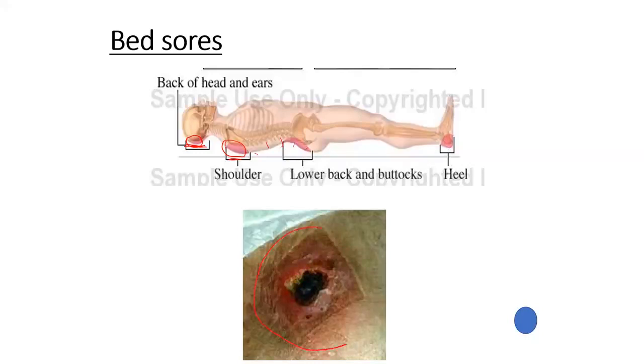Look at this. This is a bed sore showing here gangrene. This is black tissue, gangrenous black tissue inside the bed sore, and maybe it can be very deep, reaching to the bone. It can occur at pressure sites. These are the bed sores, and they are examples of moist or wet gangrene.